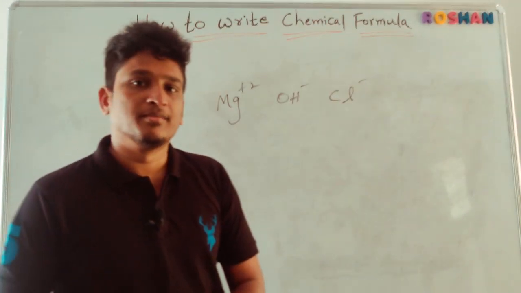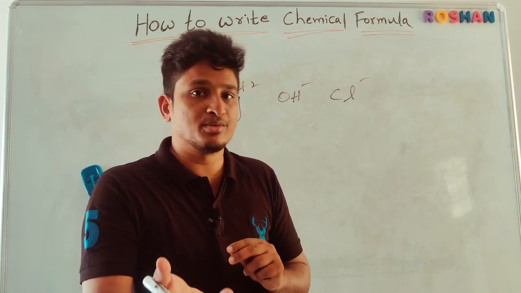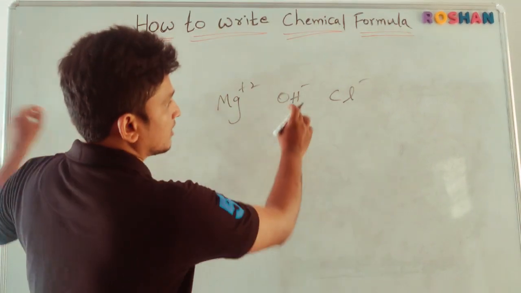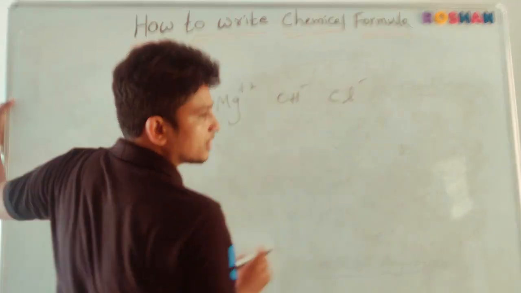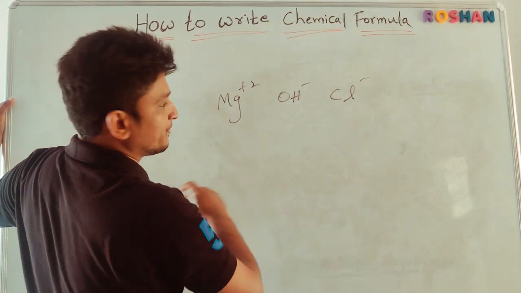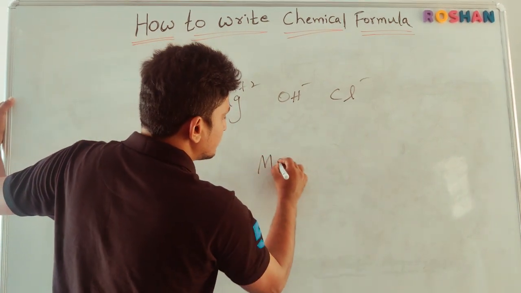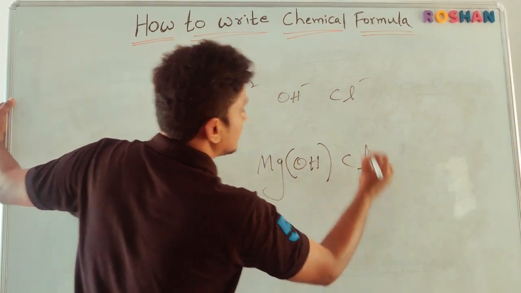What is the charge on the positive ion? Plus 2. It needs a negative side. How much should be there? Minus 2. Now look at it. OH, how much, students? Minus 1. Chloride, minus 1. Minus 1 and minus 1, how much? Minus 2. Sir, are they combining with each other? No, they are not combining. They are combining with magnesium. Okay, so what is the formula? Mg(OH)Cl.